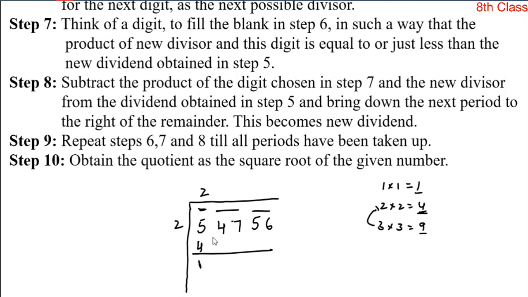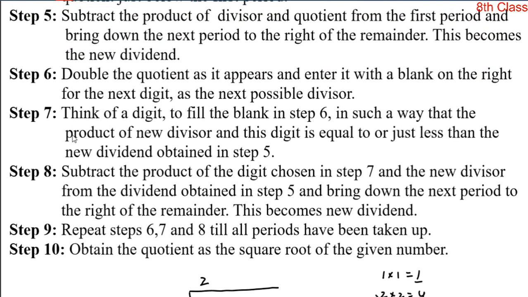So what is the next period in this number? Yes, the next period is 47. Now bring down that 47, that means you bring down the 4 and 7 at a time. In this long division method, we treat this period as a single number. Already we have the remainder. On the right side of this remainder, we write that period. Now 147 is the new dividend. This is step 5 and step 6.